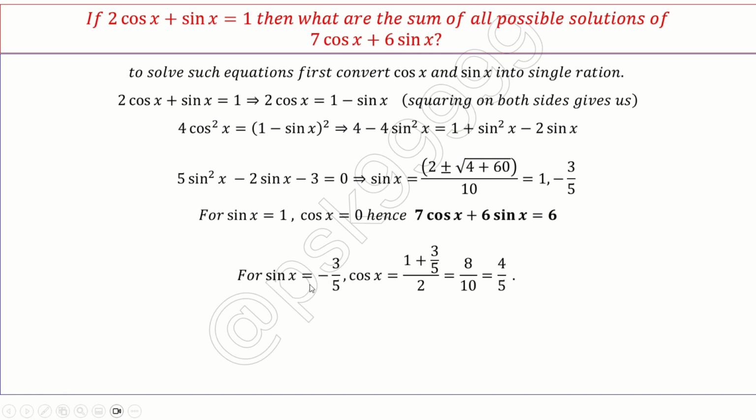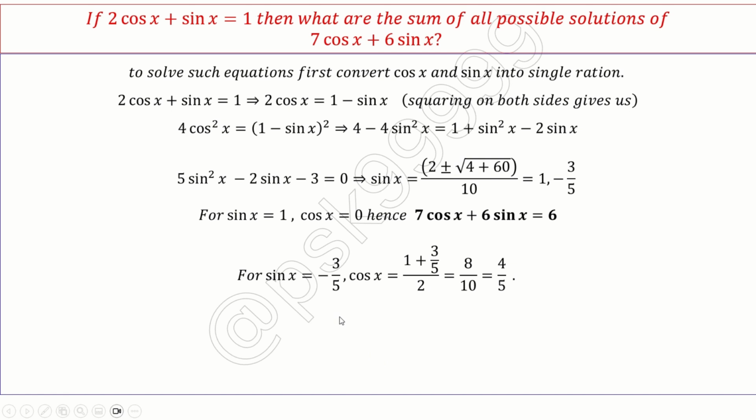Second value, for sin x equal to −3/5, either you can calculate cos x by sin²x + cos²x = 1, or you know sin x is −3/5. So if I substitute it here, cos²x will become 1 plus 3/5 divided by 2, 1 plus 3/5 divided by 2. Cos x, which is nothing but 4/5.